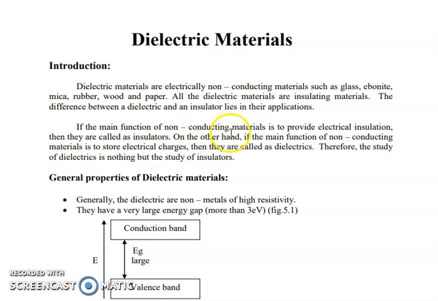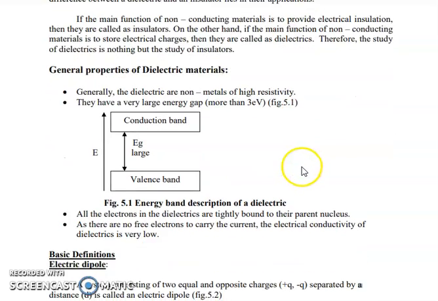If the main function of non-conducting material is to provide only electrical insulation, then we call it an insulator. If the main function of non-conducting material is to store electrical charges, then we call it a dielectric.